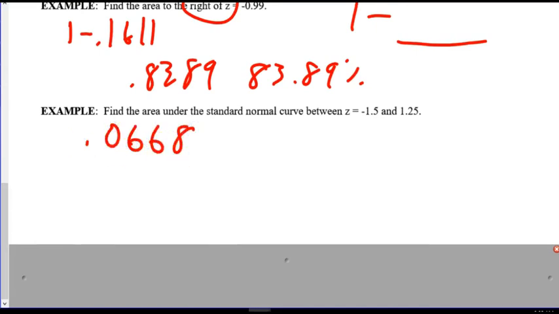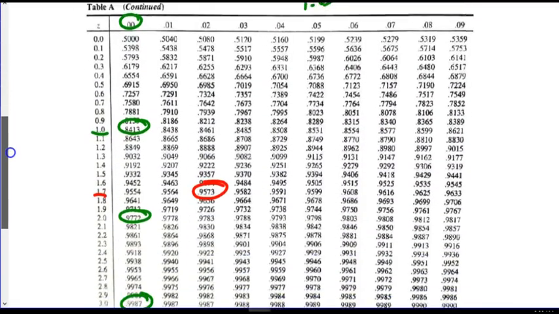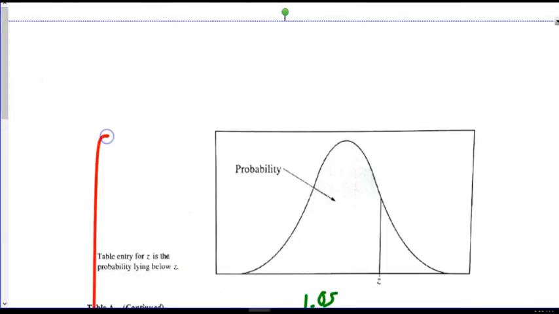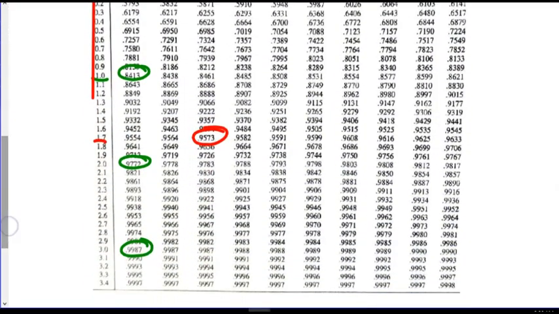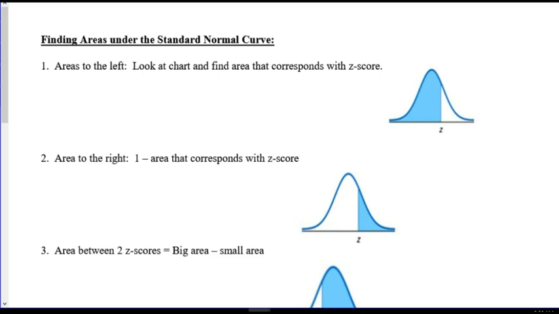0.0668. Then we're looking up 1.25. That's on the positive side. So first we come to 1.2, and then we're going to go over 0, 1, 2, 3, 4, 5. There it is, 0.8944.